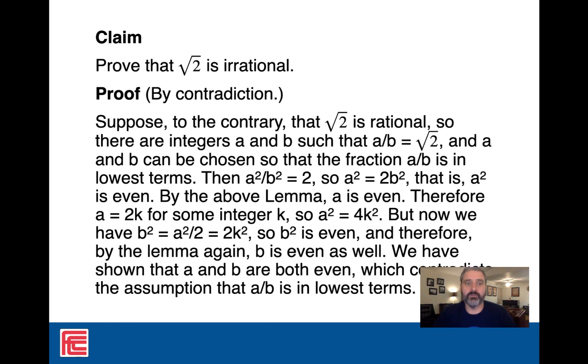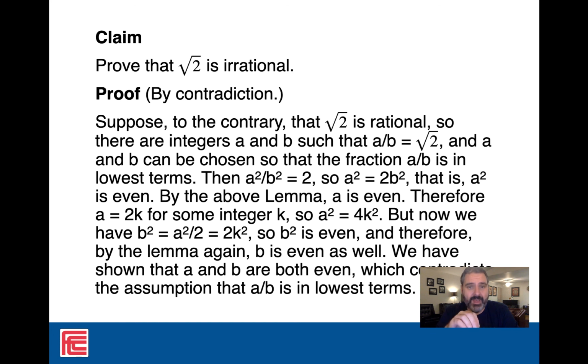You can write yourself in the form 2 times some integer, and in this case we use k, so 2k for some integer, which means that a squared is equal to 4k squared. But now, if we go back to a squared equals 2b squared, and we divide both sides by 2, we would have b squared equals a squared divided by 2, right?